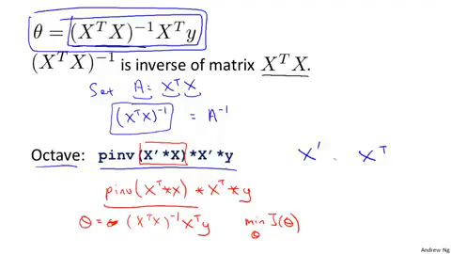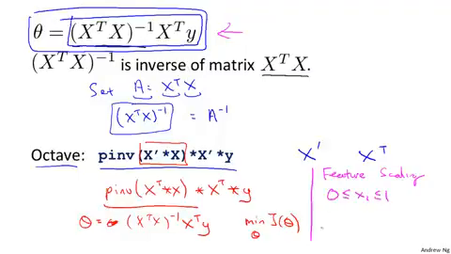One last detail. In an earlier video, I talked about feature scaling and the idea of getting features to be on similar ranges of scales, similar ranges of values of each other. If you're using this normal equation method, then feature scaling isn't actually necessary. It is okay if, say, some feature x1 is between 0 and 1, and some feature x2 ranges from 0 to 1000, and some feature x3 ranges from 0 to 10 to the minus 5.